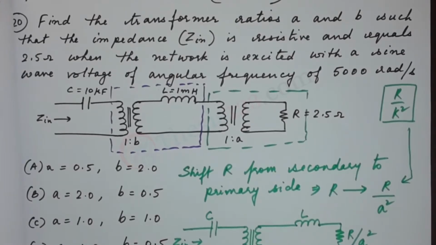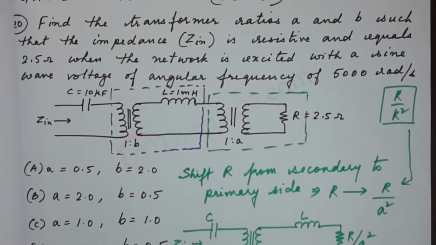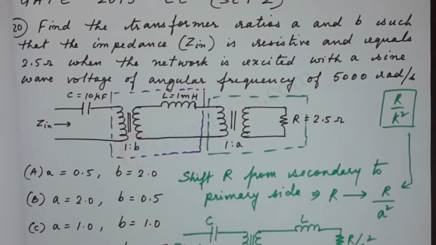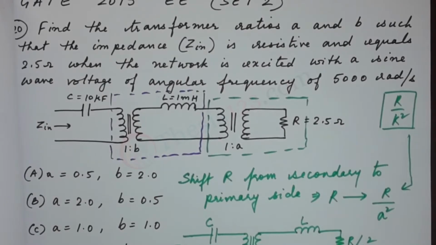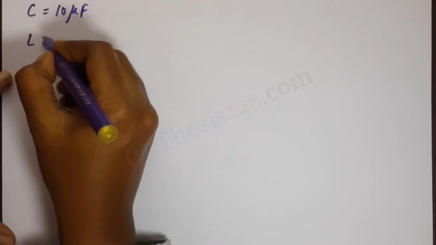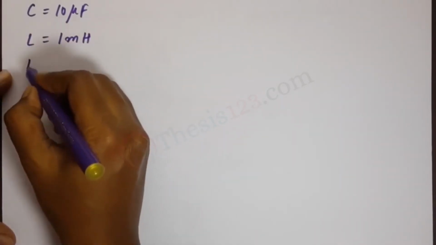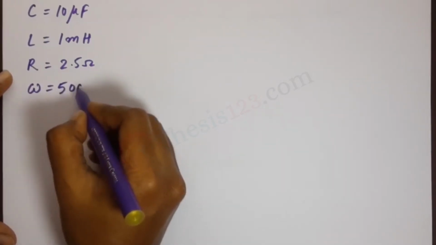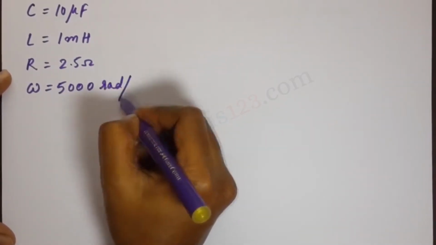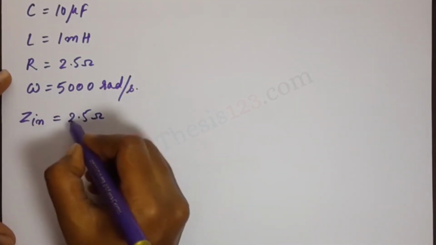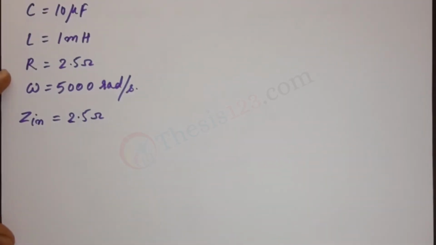We have angular frequency omega is 5000 radians per second. And the capacitance is 10 microfarad. The inductance is 1 millihenry. Okay, got it. So here, C equals 10 microfarad, L equals 1 millihenry. R is given as 2.5 ohm, and omega is equal to 5000 radians per second. Z in is also given as 2.5 ohms according to the question. So these are the given values.